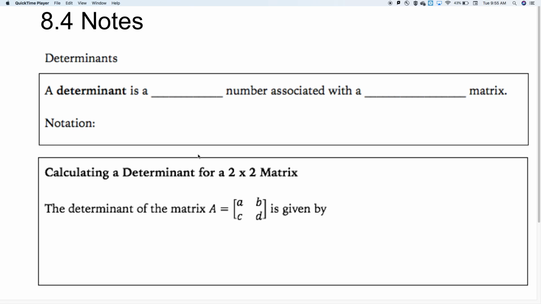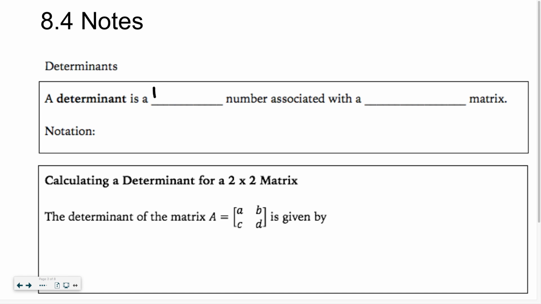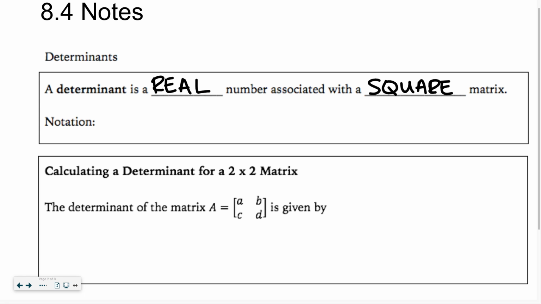A determinant is a real number associated with a square matrix. So a determinant is not a matrix, it is just a number.